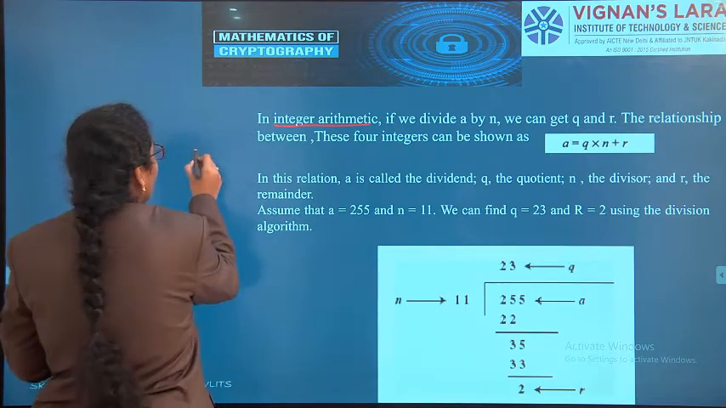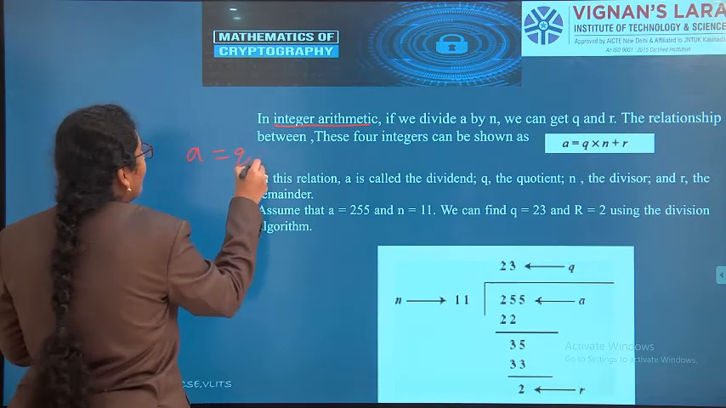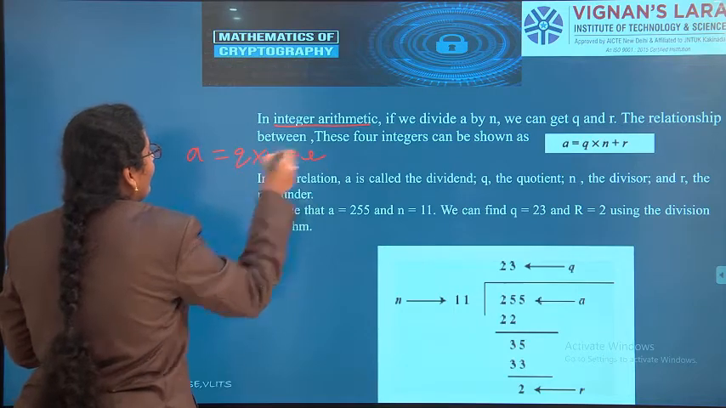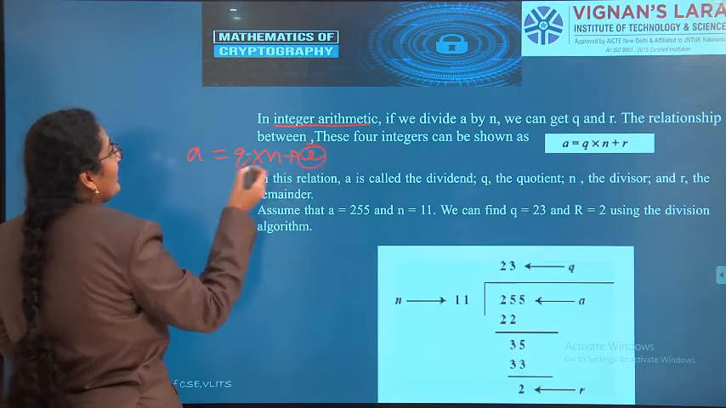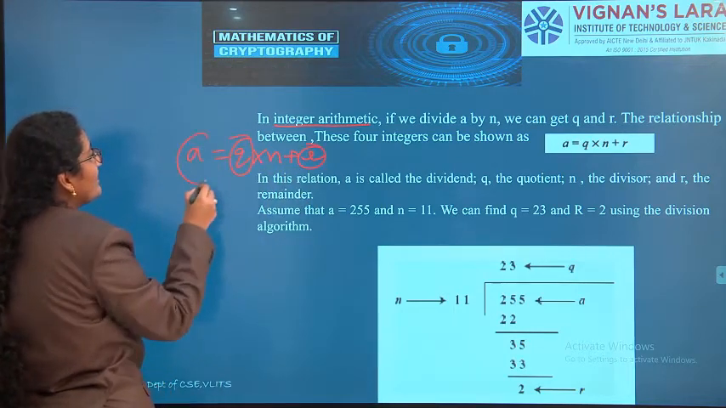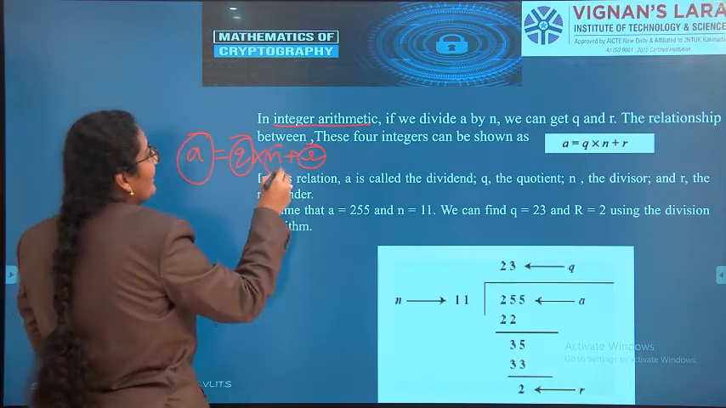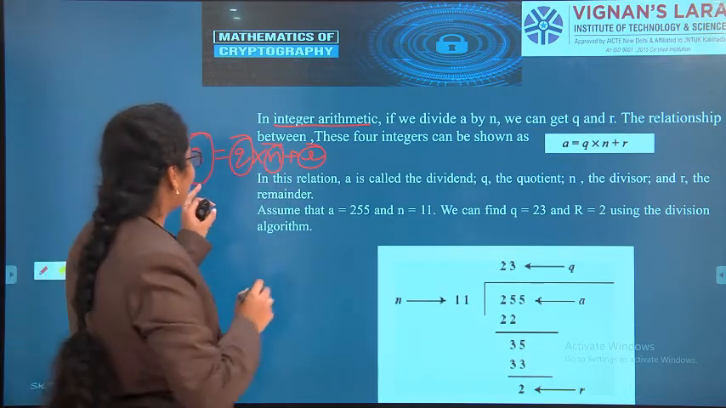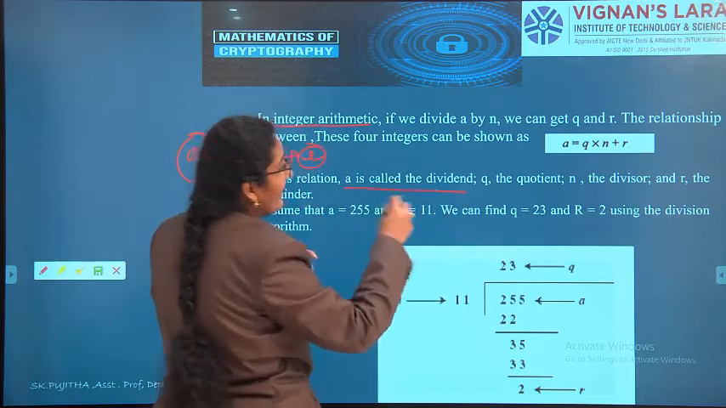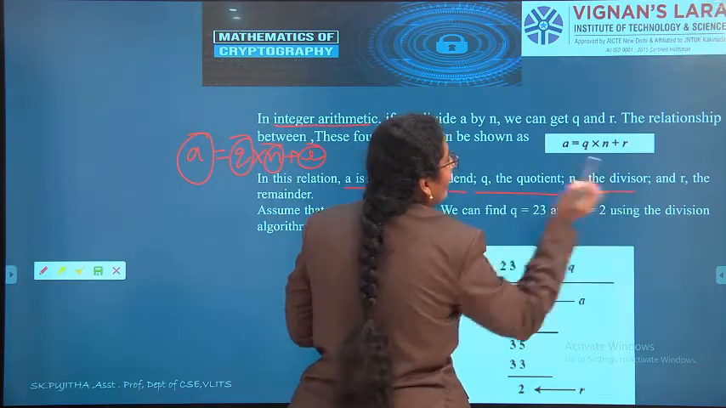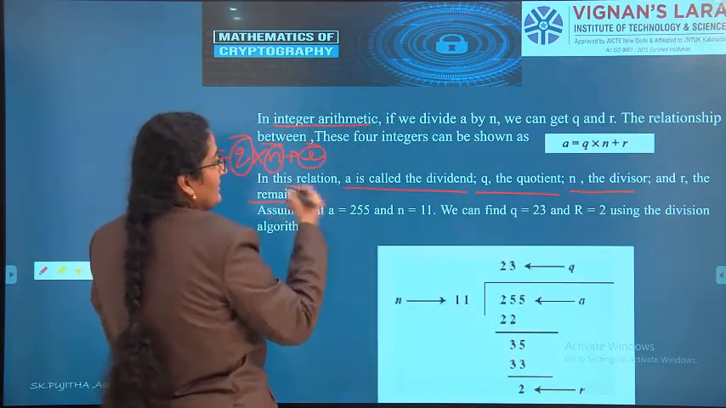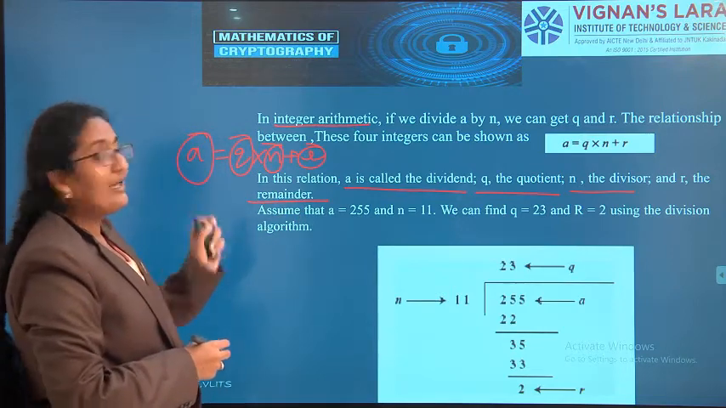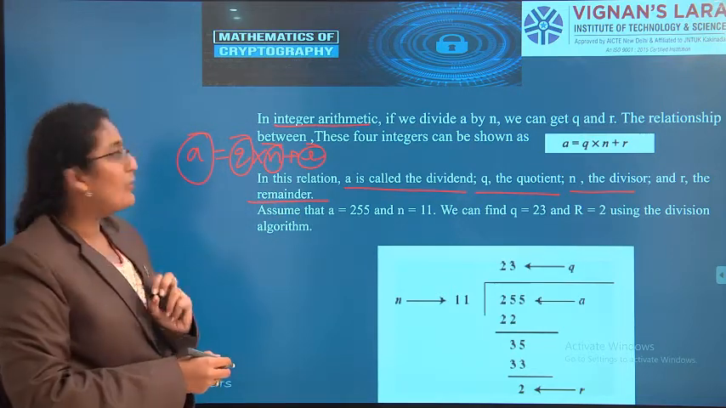We have a division rule, a equal to q into n plus r. Here r is the remainder, q is the quotient, a is the dividend, n is the divisor. So see here, a is dividend, q is quotient, n is divisor, r is remainder. So we have seen about integers.